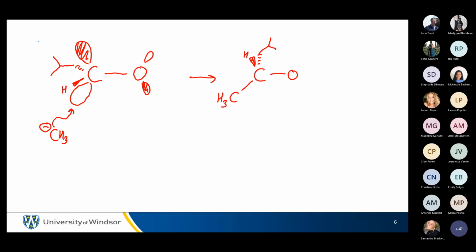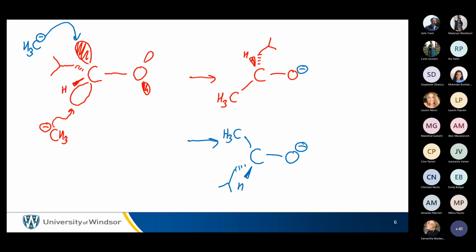I didn't think this out properly, because if we attack the top one, I'm going to draw it on the bottom. We get this other product.